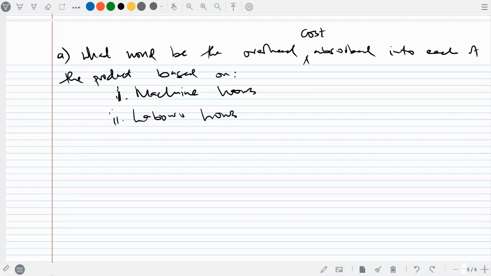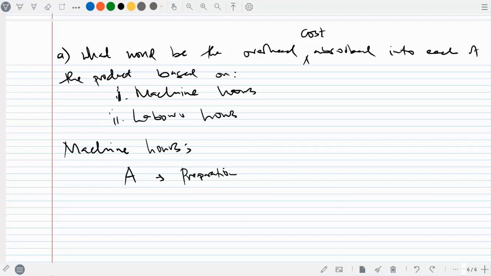Let's use the machine hours first. We get the amount of overhead that needs to be absorbed in each of the products. Machine hours, product A. We'll begin with A here. In the preparation department, product A was taking how many hours? It was taking 2 machine hours per unit.